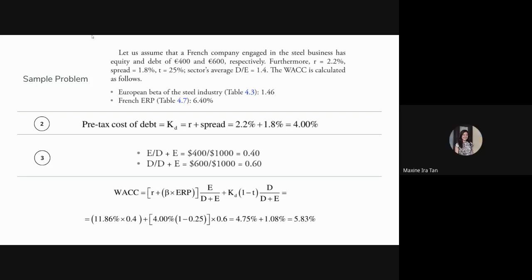Asset side approach. Correct. So asset side valuation, right? For asset side valuation, the formula is free cash flows over 1 plus WACC, WACC being our discount rate used under the asset side valuation.